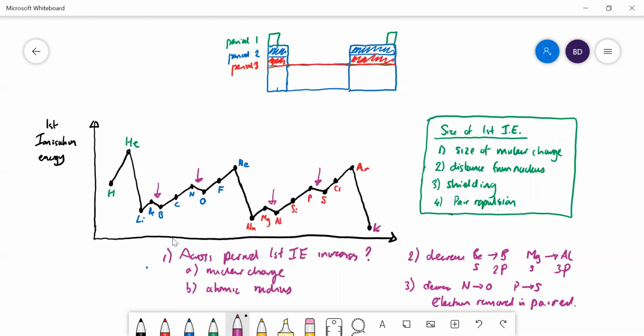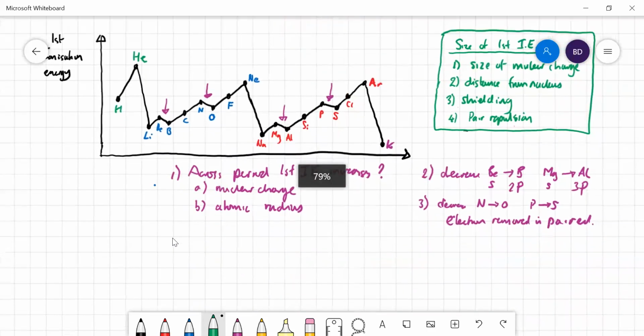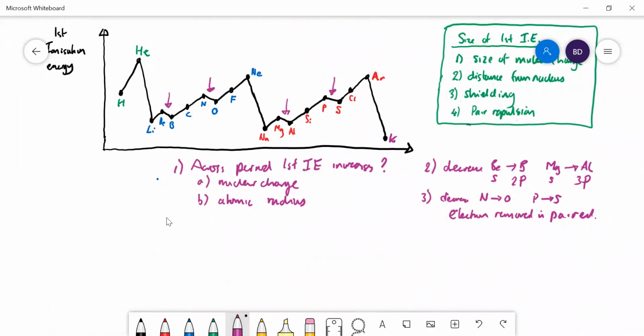I'm going to start running out of space here. Now, what else can we notice? What is at the top of those? What's at the top of those peaks every time? We've got helium, neon, and argon. Noble gases. Now, what's the reason for that? At the peak, why? They've got the highest first ionization energy.